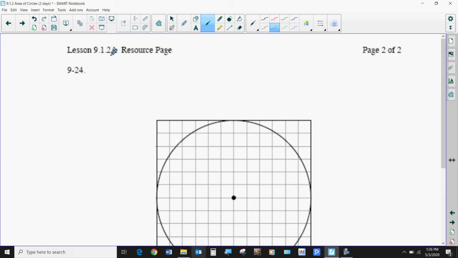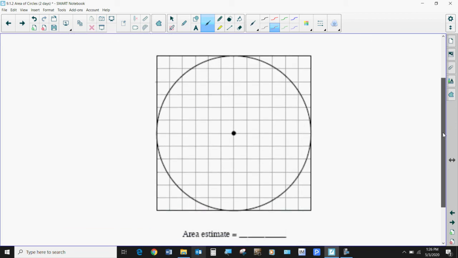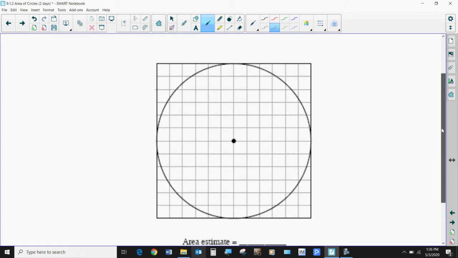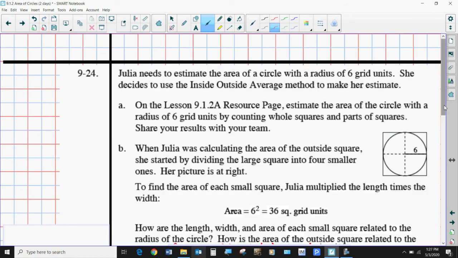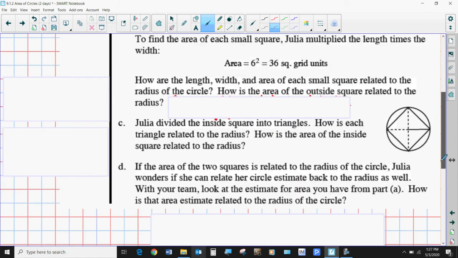9.1.2a. Is this on the back side? I don't know where this is. At any rate, hopefully you'll be able to find it. If not, just watch what I'm doing. So now we're going to use this inside-outside method to solve for a circle that has a radius of 6 units.